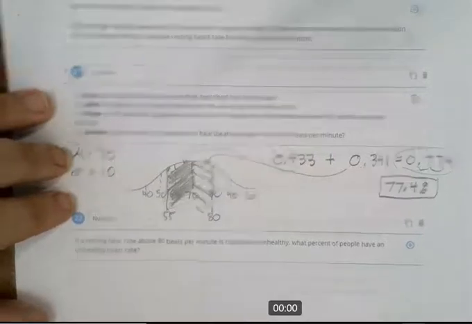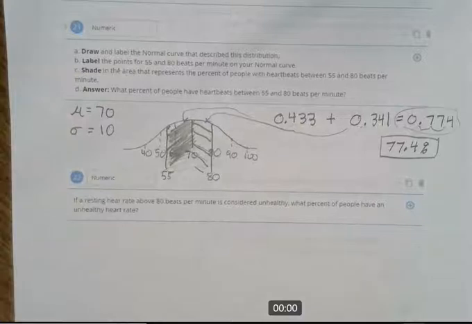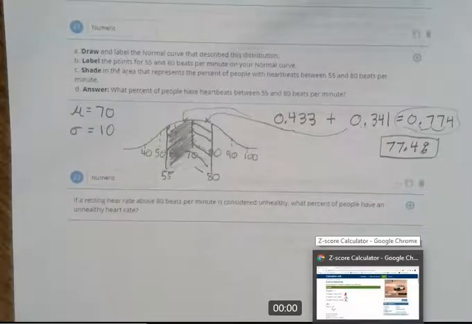So about 3/4 of the people have heartbeats in that kind of middle range right there, near 70, near the mean, okay? All right, next. The resting heart rate above 80 beats per minute is considered unhealthy. What percent of people have an unhealthy heart rate? Okay, well that should be already set up for us to do it.